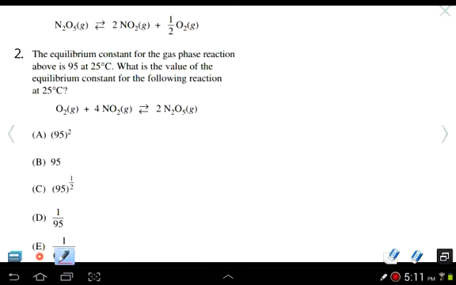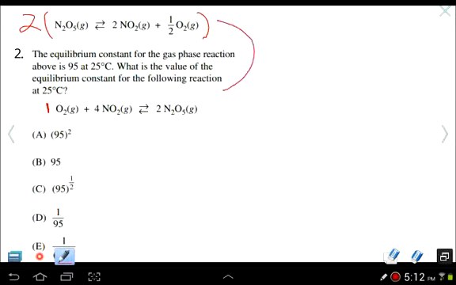Let's try example 2. The equilibrium constant for the gas phase reaction above is 95 at 25 degrees Celsius. What is the value of the equilibrium constant for the following reaction at 25 degrees Celsius? Notice it's the same reaction but flipped and multiplied by 2. In fact, we had half a mole of oxygen on the right side. The oxygen moves to the left and we have a full mole, which means we've doubled the reaction. So we've doubled it and we've flipped it.